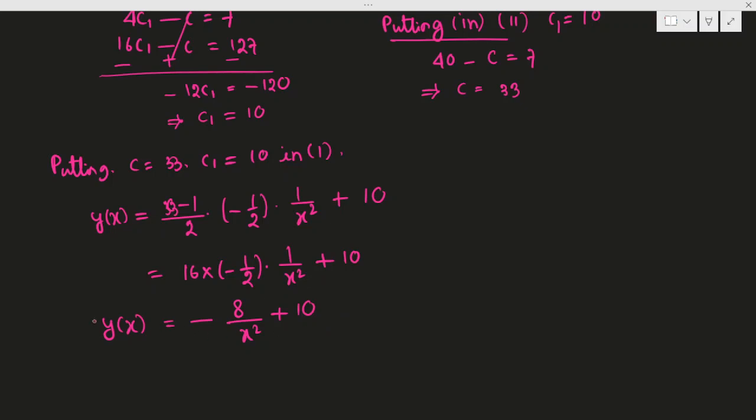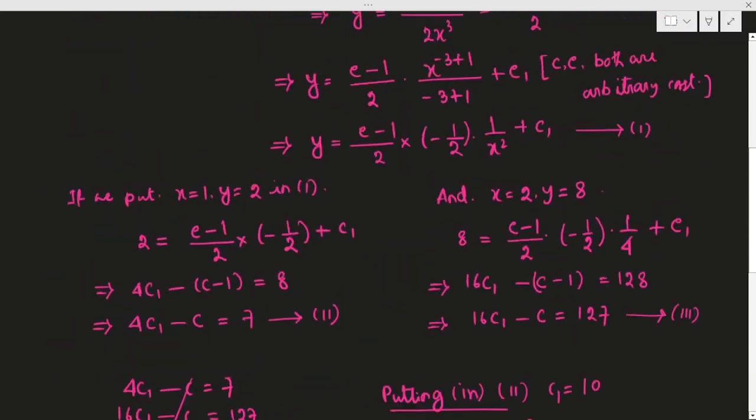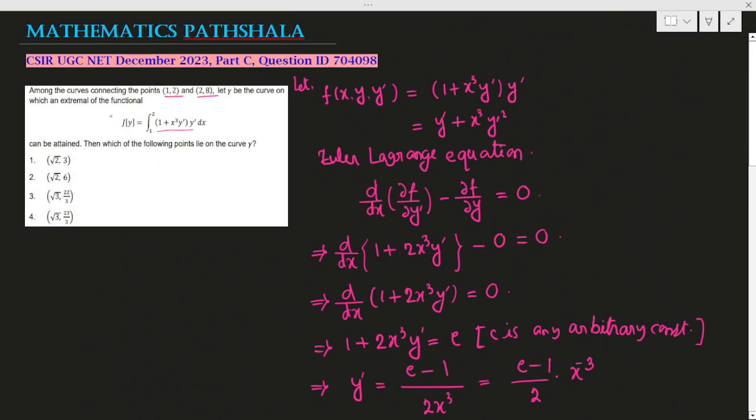So this is actually the curve gamma, as per the given problem, that is the extremal of the given functional. And now what we do? Now we will check among the 4 options which lie on this curve gamma. So let's check the options one by one. Our first option is given as root 2 and 3.